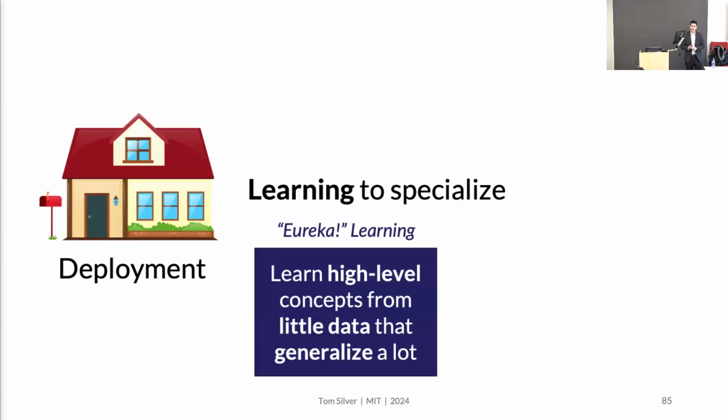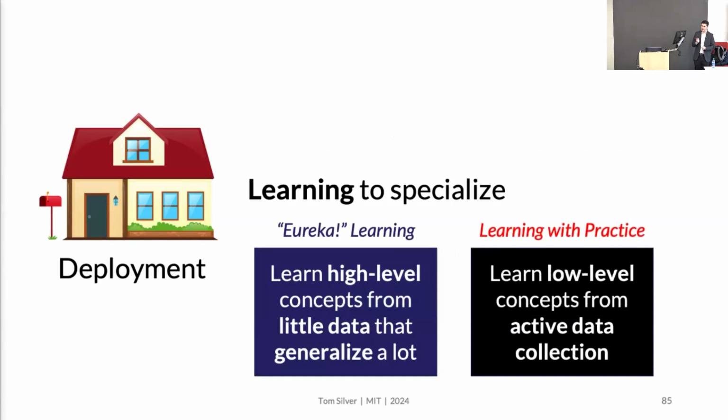And the kind of learning that I talked about so far is a high-level learning, or you might call it a Eureka style of learning, where we're learning these high-level concepts from a little bit of data that generalize quite a lot. But there's a different kind of learning that I think is equally important during deployment, which is more like learning through practice, where the robot's going to actively collect its own data and specialize to certain low-level concepts.